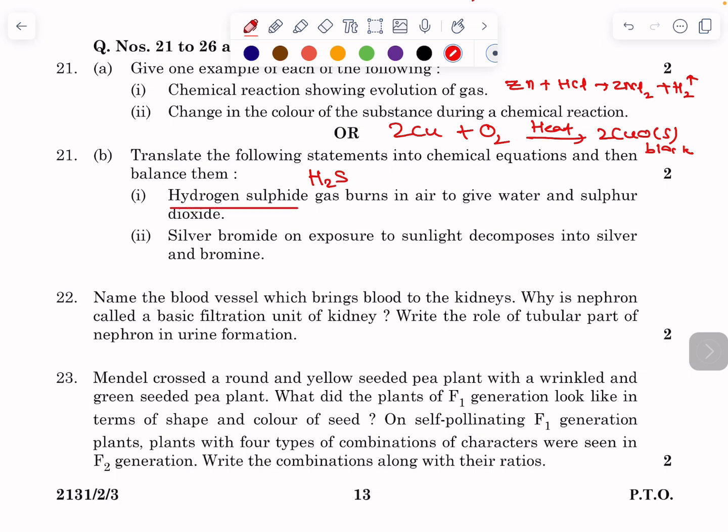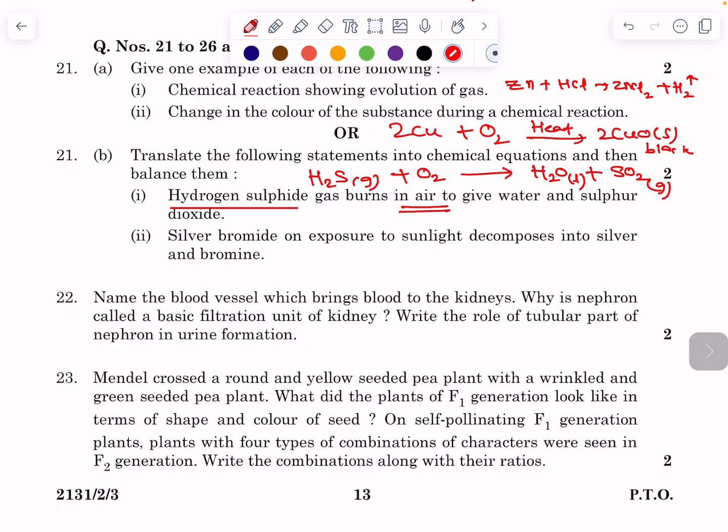So this is a gas. You write here gas which burns in air. Air means you take oxygen, to give water and sulfur dioxide. So water is H2O, sulfur dioxide is SO2. So water in liquid form, sulfur dioxide in gaseous form.